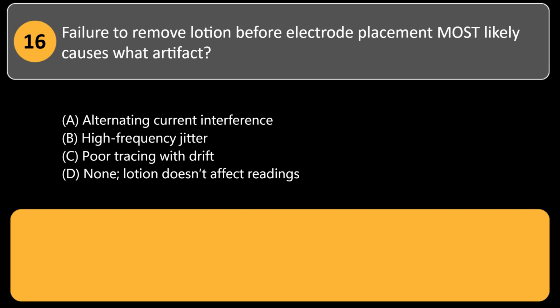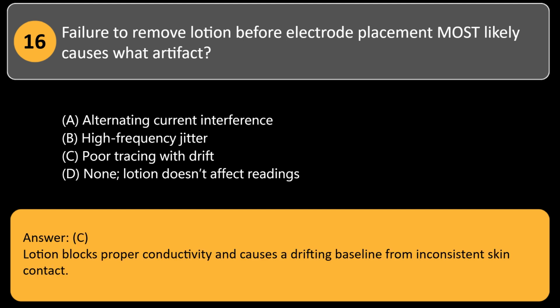Failure to remove lotion before electrode placement most likely causes what artifact? A. Alternating current interference. B. High-frequency jitter. C. Poor tracing with drift. D. None, lotion doesn't affect readings. Answer C. Lotion blocks proper conductivity and causes a drifting baseline from inconsistent skin contact.